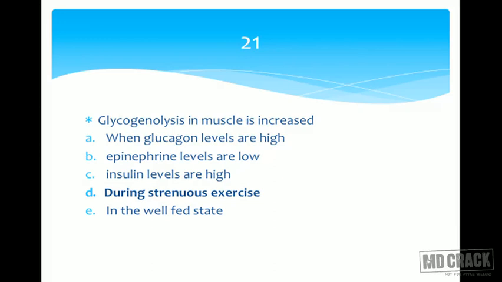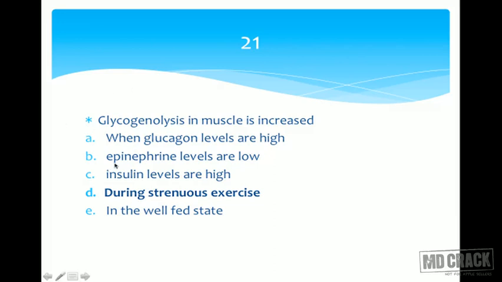Now why can't it be A? When glucagon levels are high, does glycogenolysis take place? Yes, glucagon is responsible for breaking down glycogen. But look at the question. It says glycogenolysis in muscle. In muscle, glucagon doesn't have any action. It is mainly on the liver that glucagon acts.